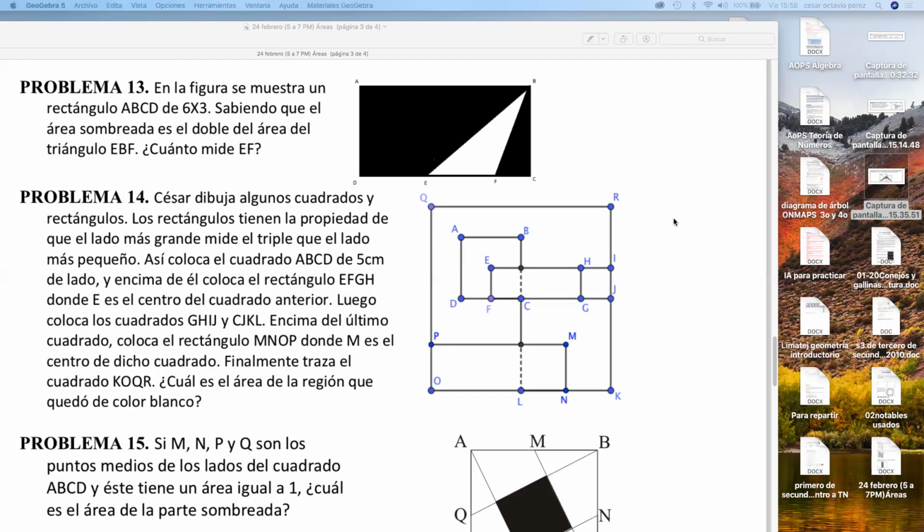Okay, yes, because we have 6 and 3. So 6 times 3, it's 18. And this is 2 times this one. So this will be 6. And those 2 will give 12. So 3? No, I don't think so.